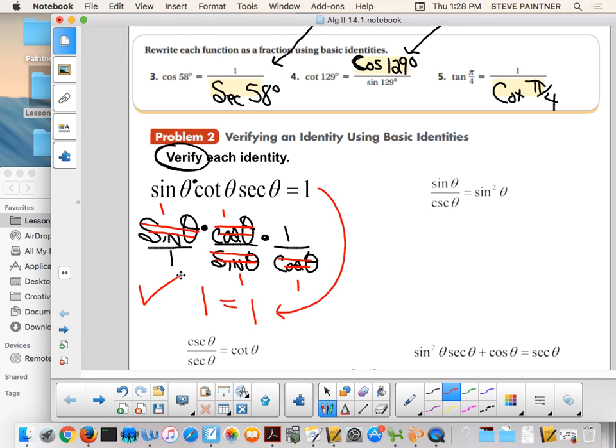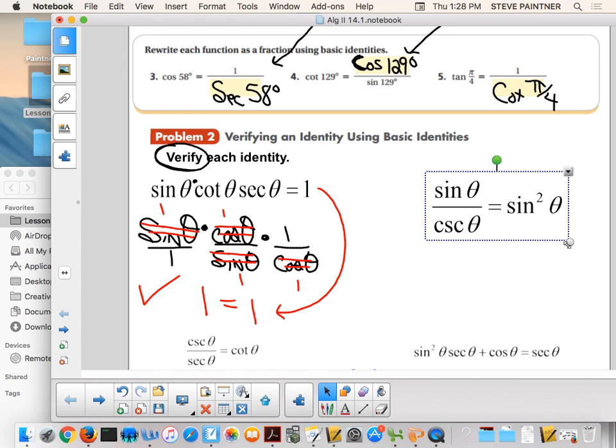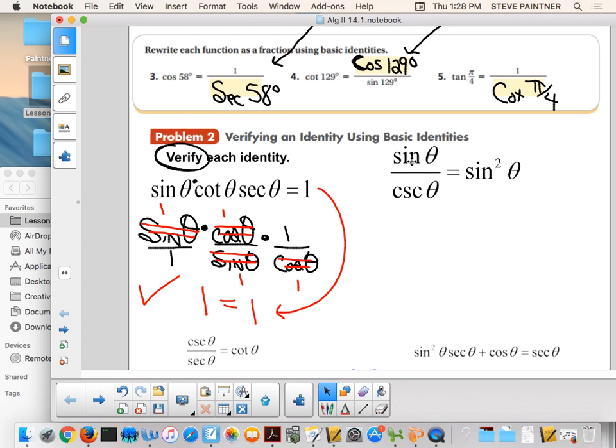It's going to be one of these 3, but you know how to do this. So we're okay. This one, does it look like multiplication, addition, division? Division. Sine divided by cosecant should equal sine squared. Prove it. The side that looks more complicated is over here. There's more to do.